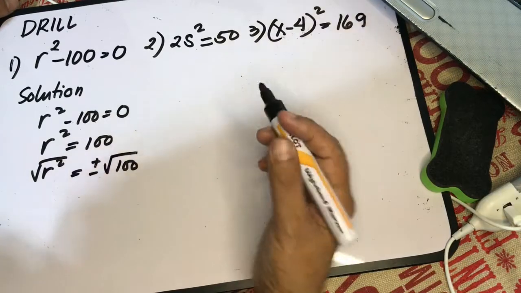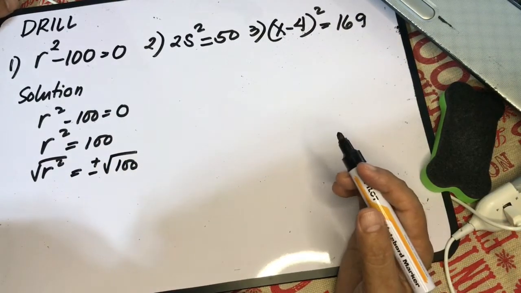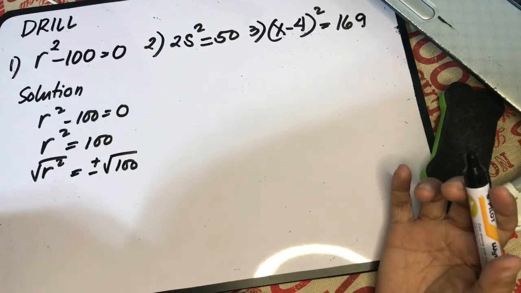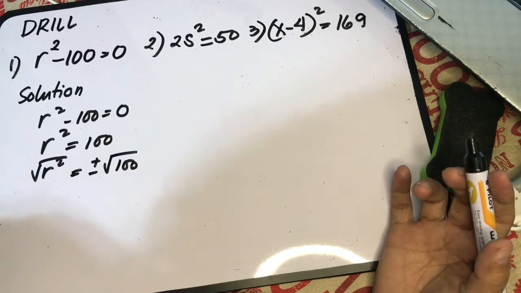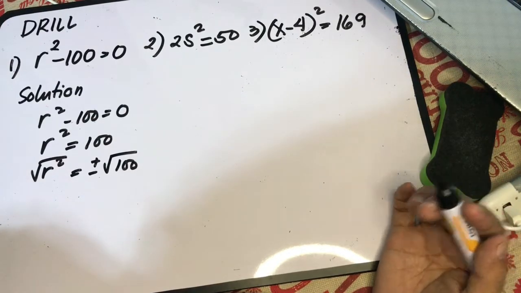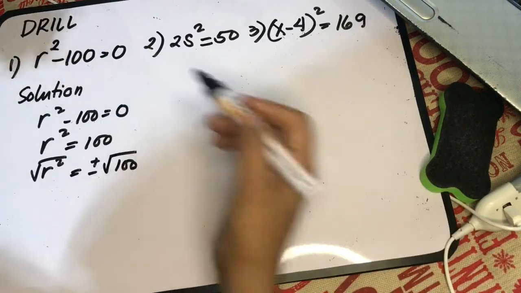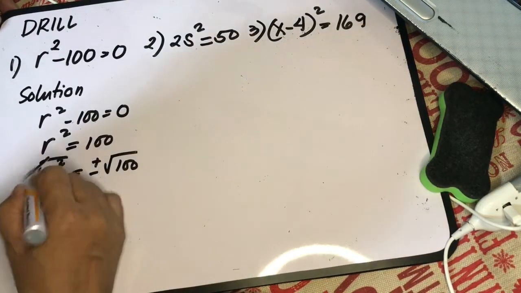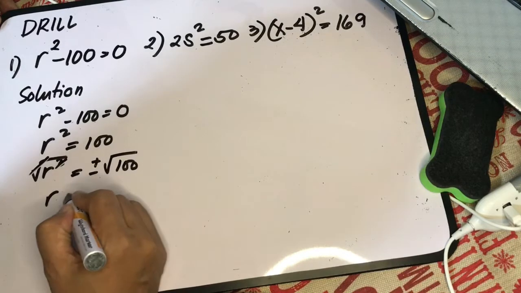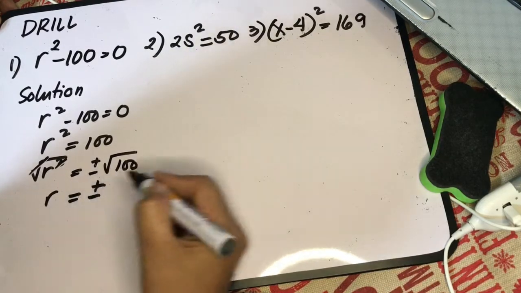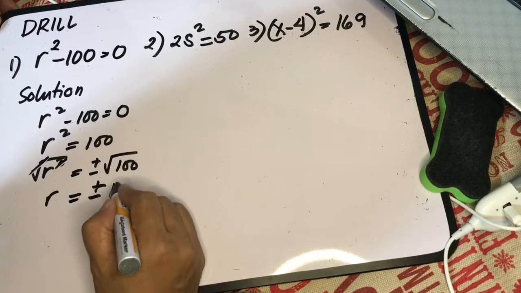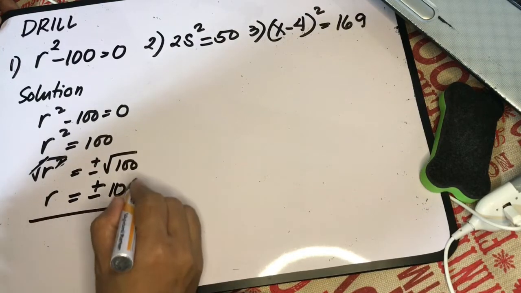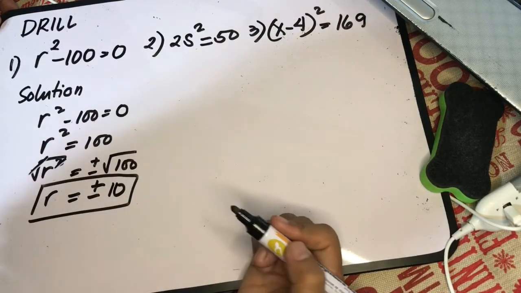Okay? Kasi kapag k is equal to 0, so k, or the variable or the expression, is equal to 0. If it is negative, there is no real solution. So, alam na natin na dalawa yung ating possible solution. So, r is equal to plus minus the square root of 100. What is the square root of 100? It is equal to 10. You can check that.